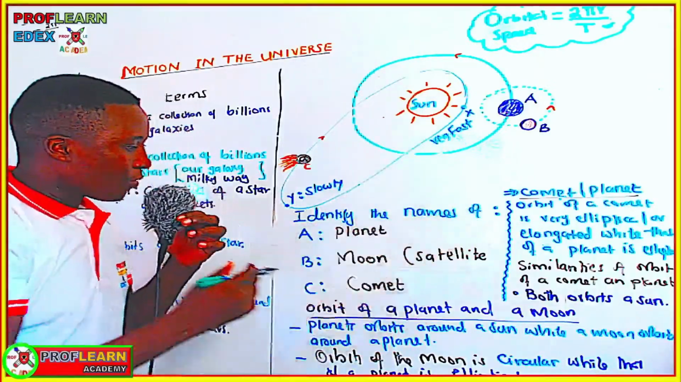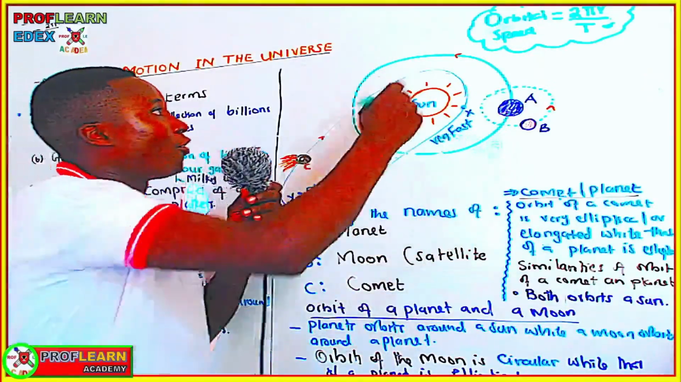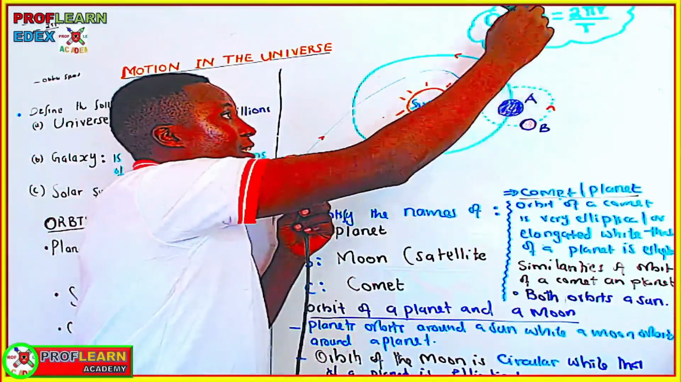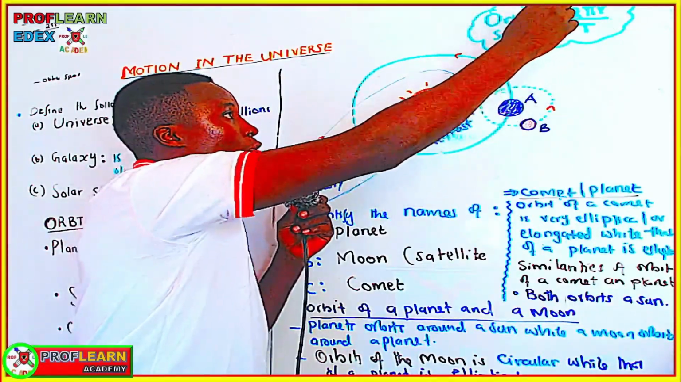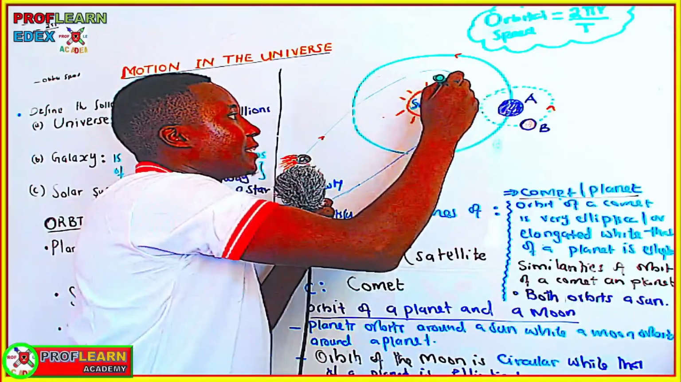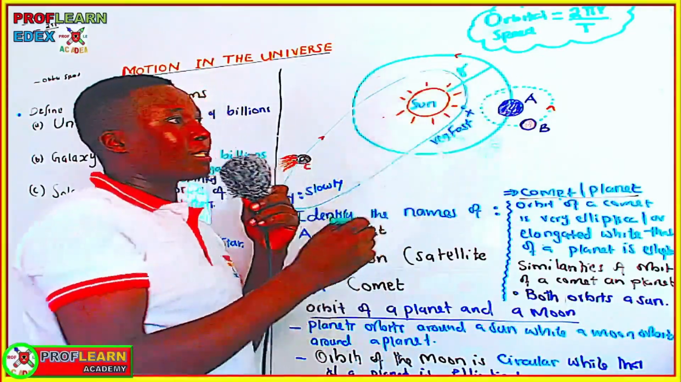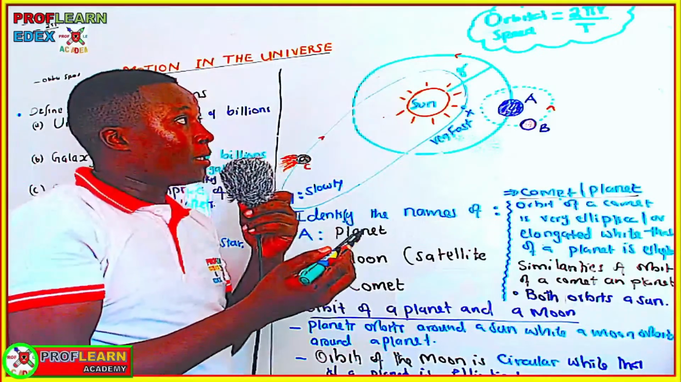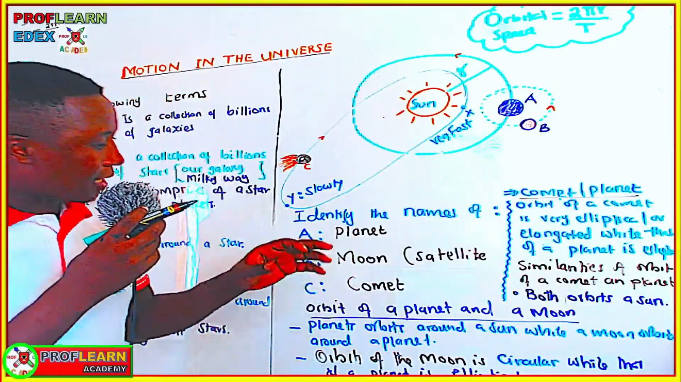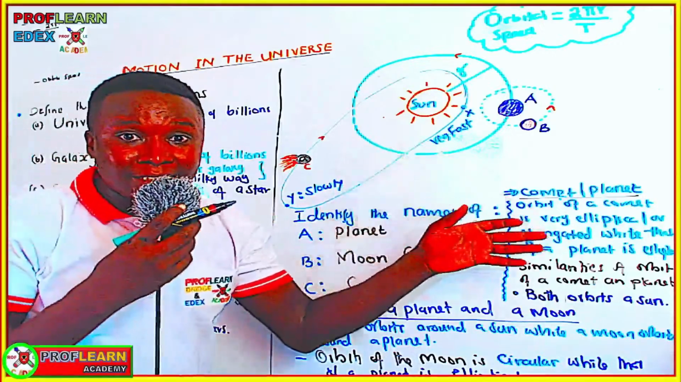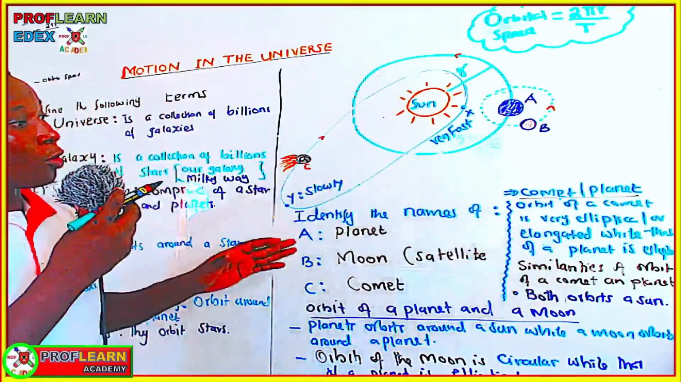Next, you need to understand the formula used to work out orbital speed, whereby we have said that orbital speed is equal to 2 pi r over T, where r is the radius of the particular orbit you will be looking at. And lastly, know the differences and similarities of all these orbits.